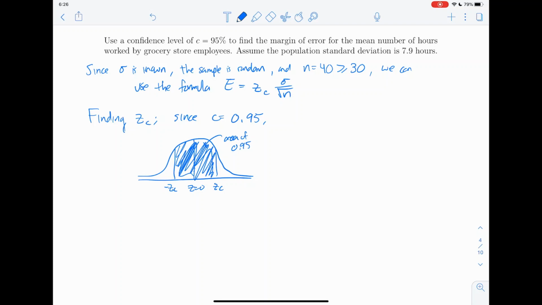So the process is just like we saw before. Since c is 0.95, 1 minus c is now 0.05. This is the area of both tails, where then if I do 1/2 times 1 minus c, this will give me 0.025. That will give me the area of one tail.